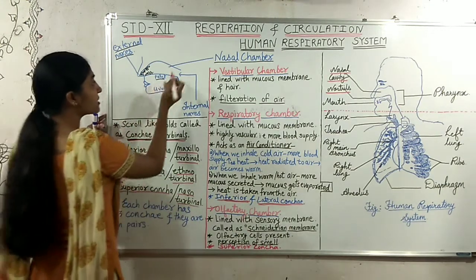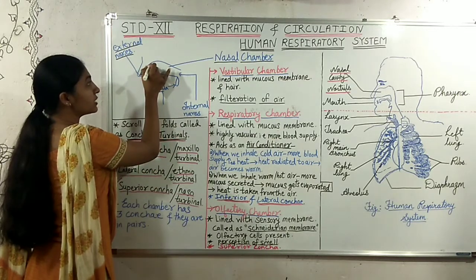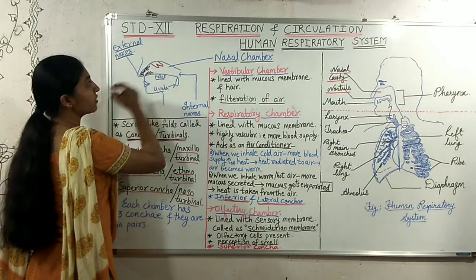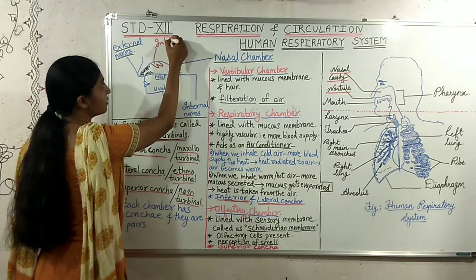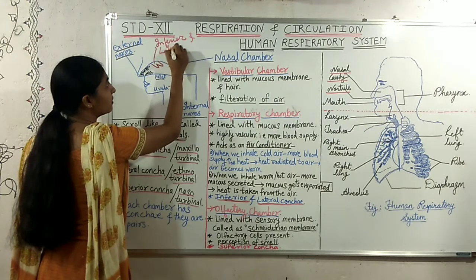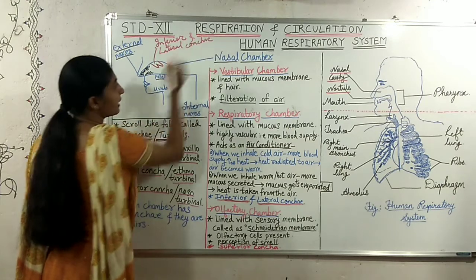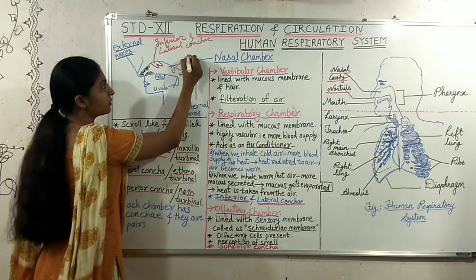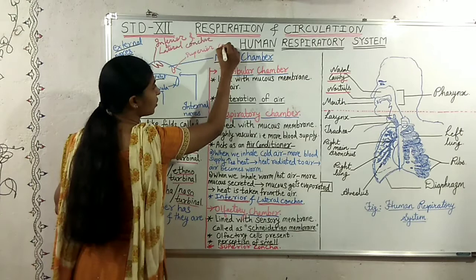Now here in this diagram we'll see where these conchae are present. These conchae, inferior and lateral conchae, are present over here in the respiratory chamber. So these are the inferior and lateral conchae. And the superior concha is present over here. This is the superior concha.